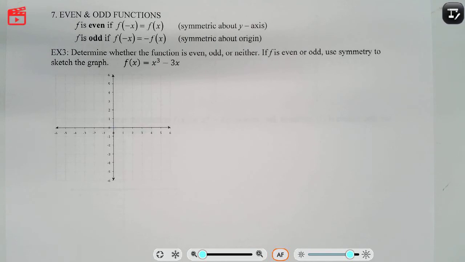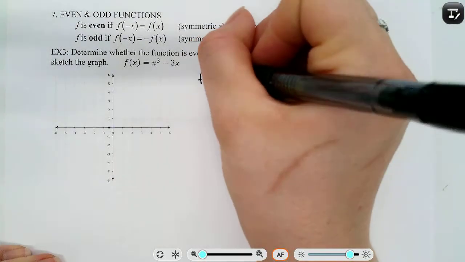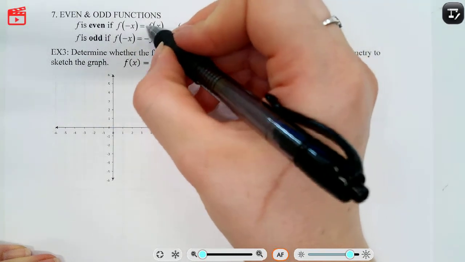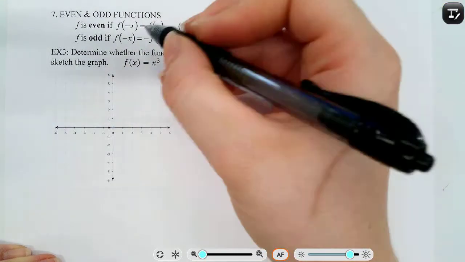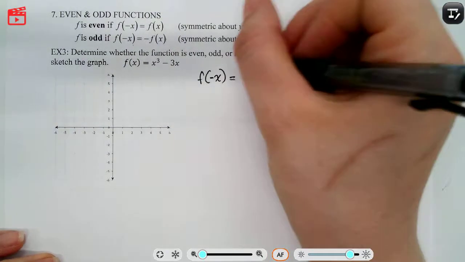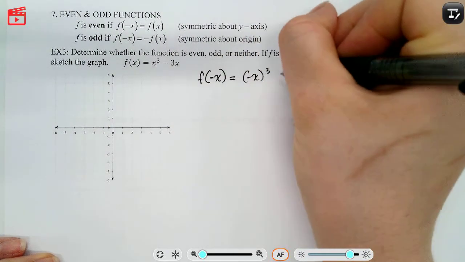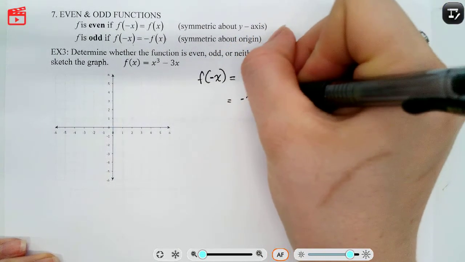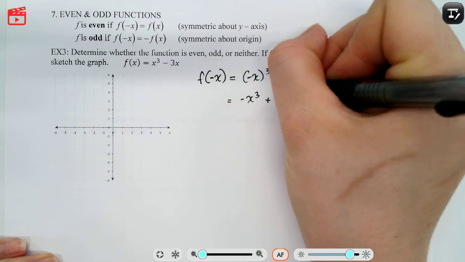All right, so let's determine whether the function is even, odd, or neither. If it's even or odd, use symmetry to sketch the graph. Okay, so here's our function f of x. Let's go ahead and do the test, plugging in negative x. So if we end up with the exact same function, it's going to be even. If we end up with the opposite of our function, it's odd. Similar to the symmetry tests we've been doing before, plugging in that negative, that'll be negative x cubed plus 3x.